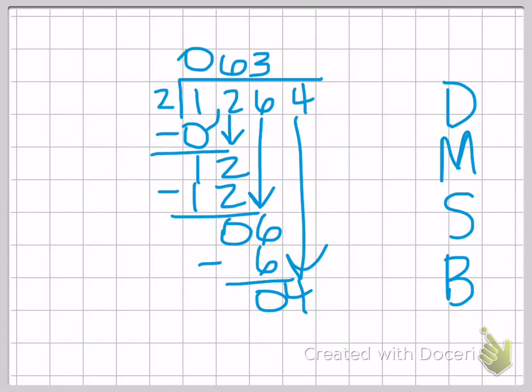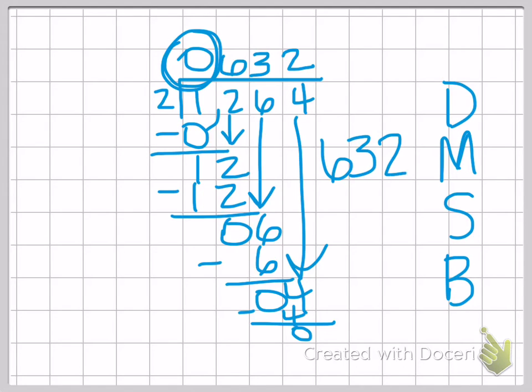Okay, now I'm doing 4 divided by 2. 4 divided by 2 is 2. Now I multiply. 2 times 2. 2 times 2 is 4. Next I subtract. 4 minus 4 is 0. There are no more digits to bring down, and I don't have a remainder here. Now I look at the answer, and this 0 here in the thousands place is not necessary, so I know that my quotient is 632.